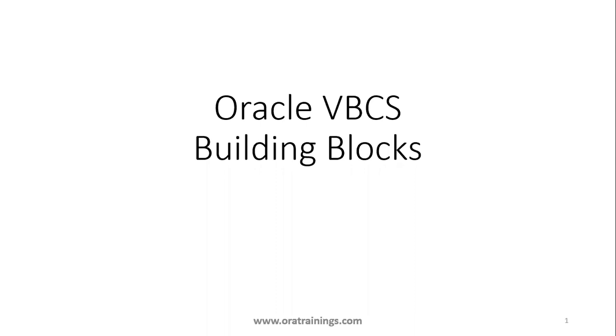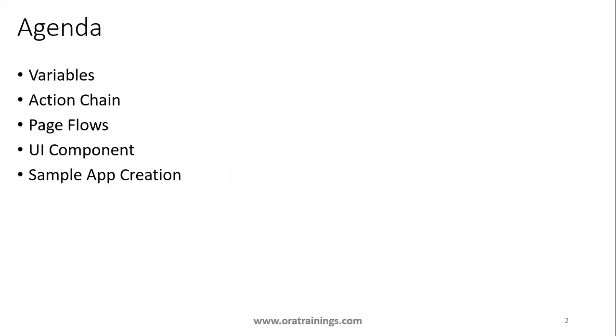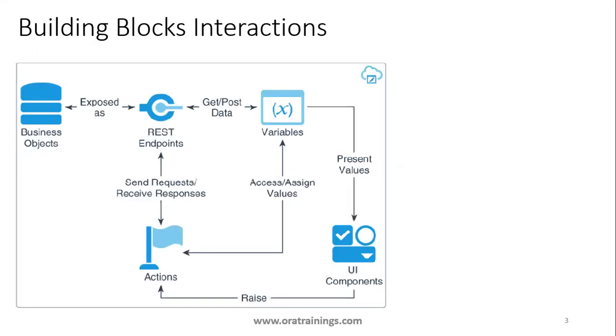In this session, we'll discuss the building blocks in Oracle VBCS. Let's get into the agenda. We'll try to understand the basic building blocks like variables, action chains, page flows, and UI components. And also we'll try to understand the sample application creation and some of its components. So these are the high-level building blocks interaction in VBCS.